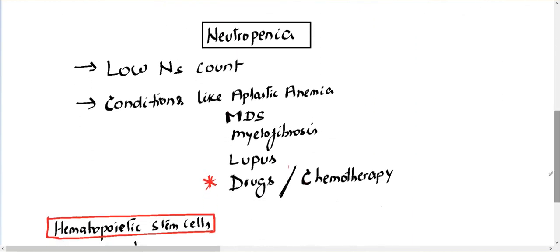And neutropenia, as you all are aware, is a low neutrophil count, and the conditions where you will see low neutrophil count are aplastic anemia. Okay, you can see it in myelodysplastic syndrome, you can see it in myelofibrosis, lupus, drugs like antithyroid drugs, antipsychotics, antibiotics. Okay, and you can even see it in chemotherapy, people on chemotherapy can have neutropenia.